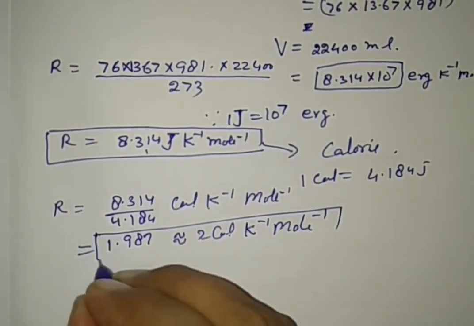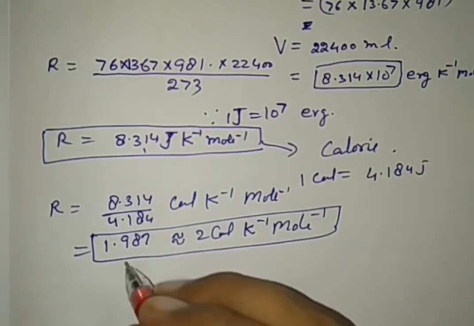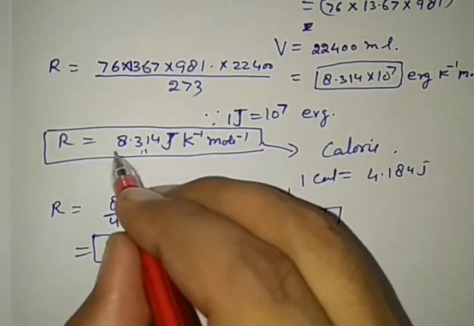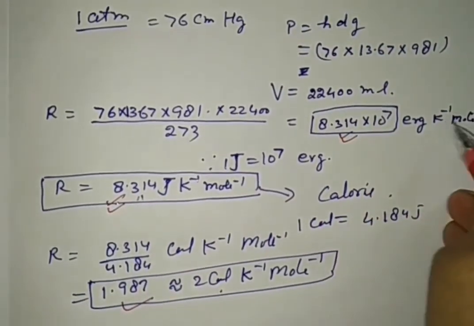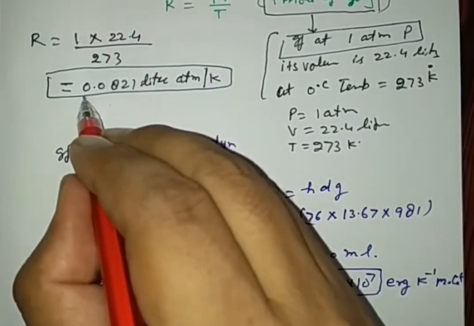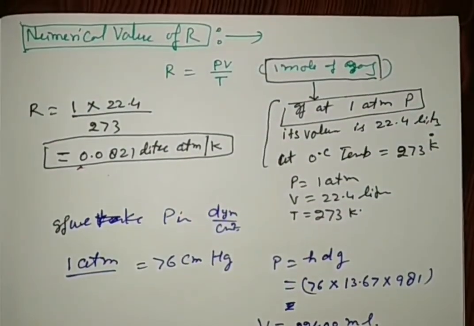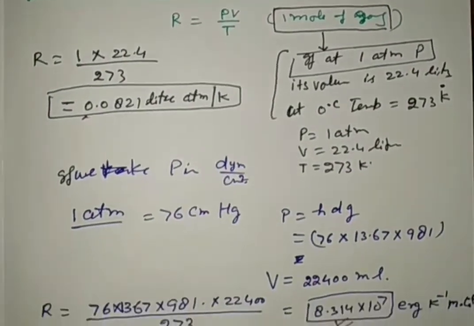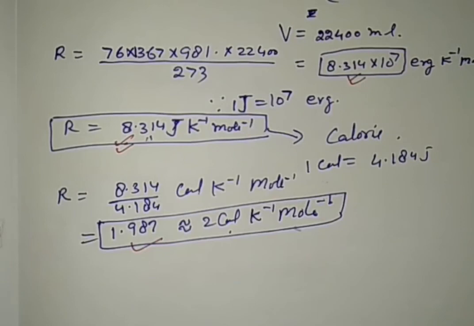So this is the value of R: one value in calorie, another in joule, a third in erg per Kelvin per mole, and this one, 0.0821 liter atmosphere per Kelvin per mole. So these are the values of the molar gas constant in different units.